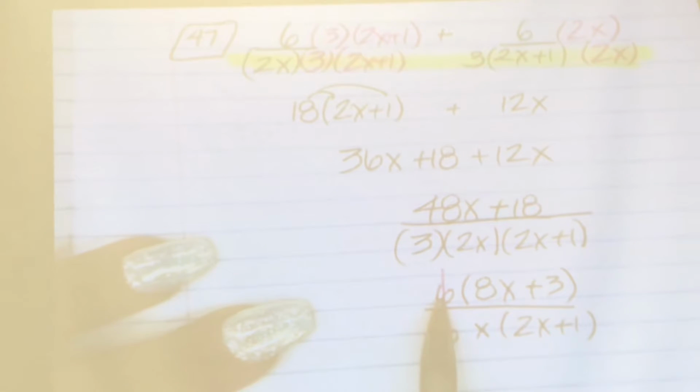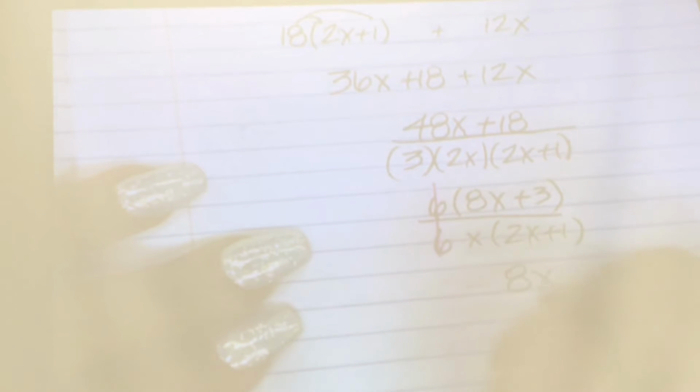Is this 6 attached by anything? Is this attached? No, right? There's no 6x plus some. It's just 6, right? So that's going to get canceled. So my final answer is 8x plus 3 over x times 2x plus 1.